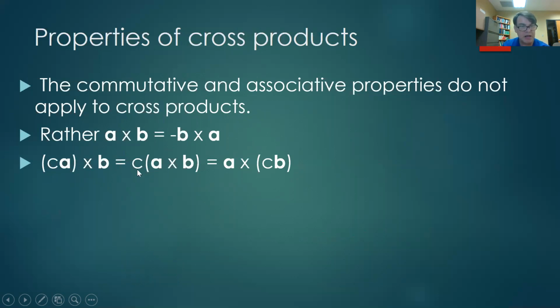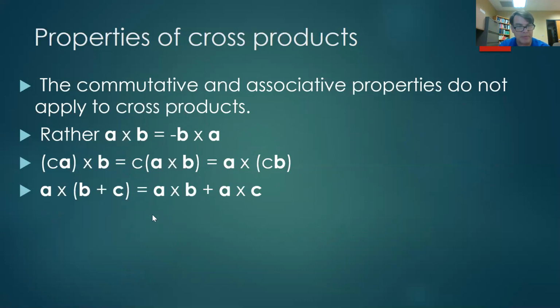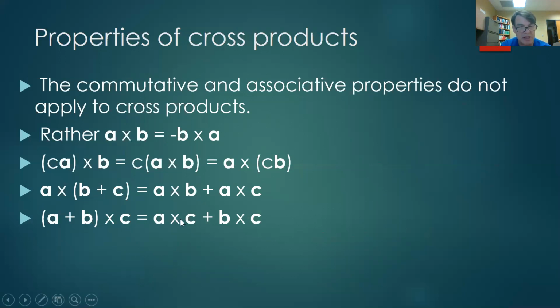So, CA, where C is a constant, cross B is going to equal C times A cross B, or A cross CB. Okay, that's not exactly the associative, so forget that I said that. Okay, here's another one. A cross (B plus C) is A cross B plus A cross C. Okay, things to memorize. We're not there yet. Alternatively, (A plus B) cross C is A cross C plus B cross C. Okay, so these are some of the properties of cross products.